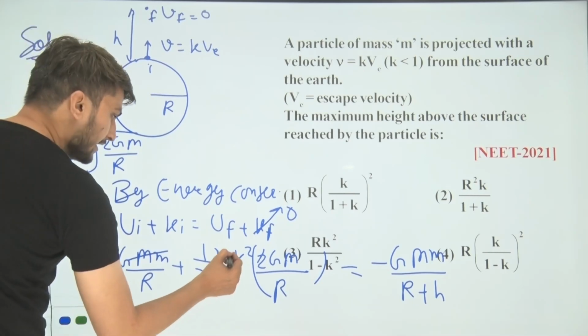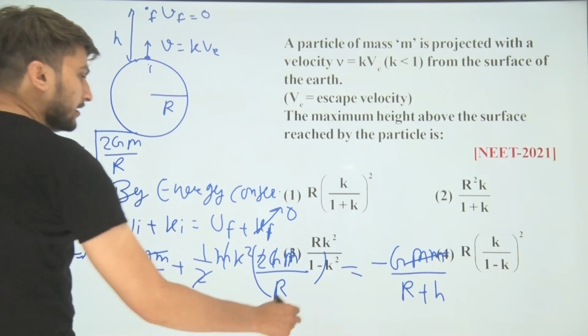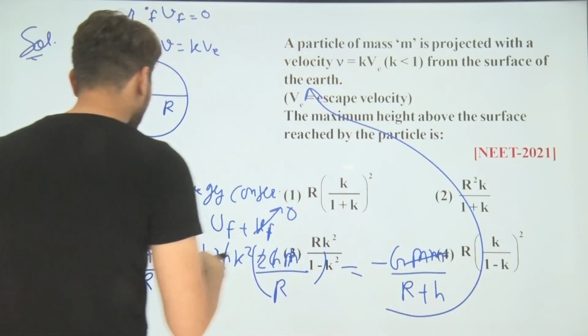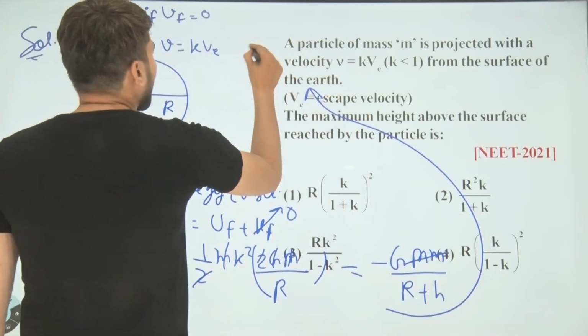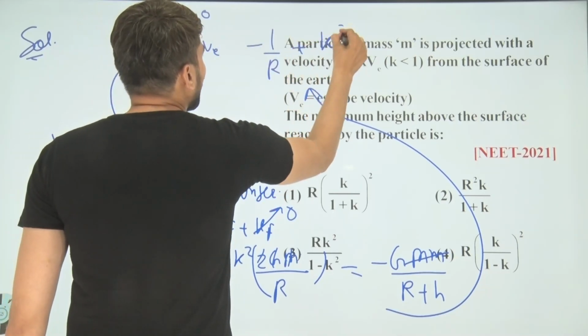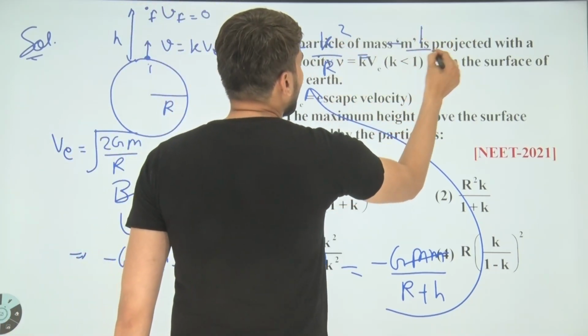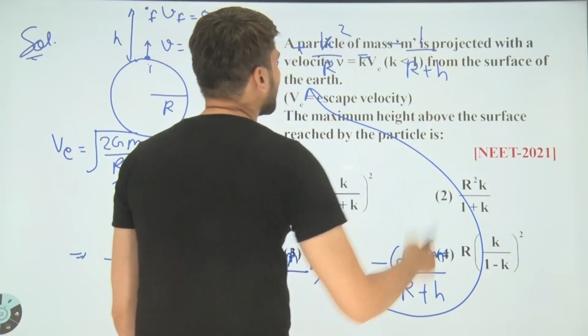So this is mgm, and this gmm are cancelled. We have solved that equation, so we can say the remaining is minus 1 by R plus k square by R is equal to minus of 1 upon R plus h. So this is our equation.